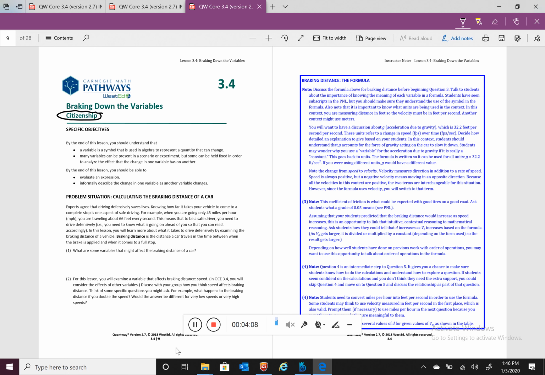Now, sometimes I actually take some time and go over the objectives. I think it's really important to kind of set the stage or launch the lesson so that they understand what we will be talking about.